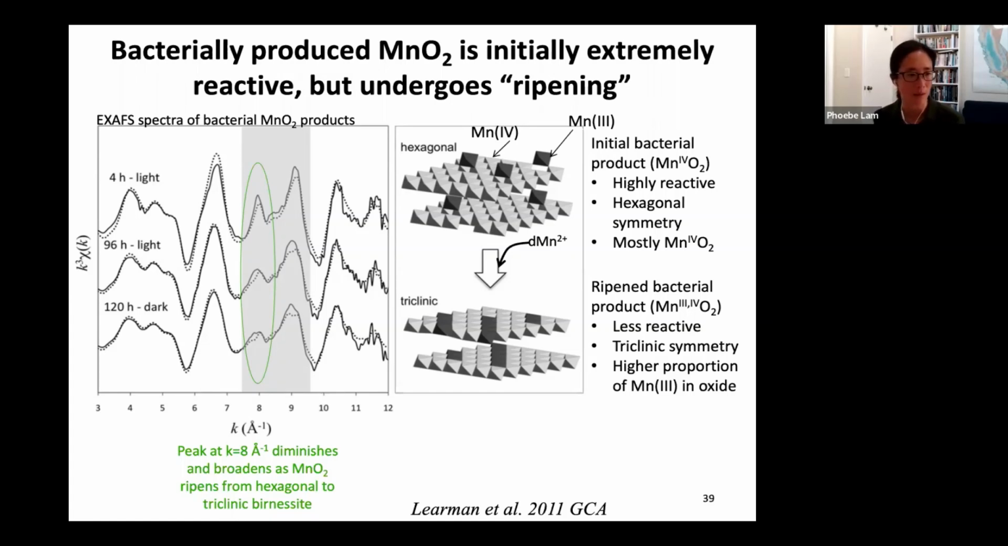So when they first formed it, you see this characteristic hump at around a K of 8. And then as they incubated this product in the light and then in the dark, they saw this hump go away. And so they saw that it ripened to be a less reactive form, and it gained triclinic symmetry, and it had a much higher proportion of manganese 3. And so that was our clue, is that we had this place where we had manganese 3 in the near field and in the far field did not.